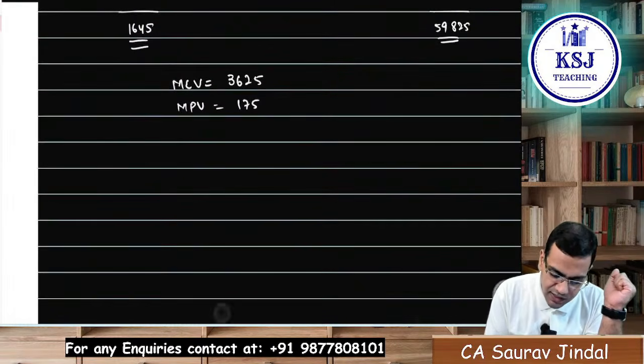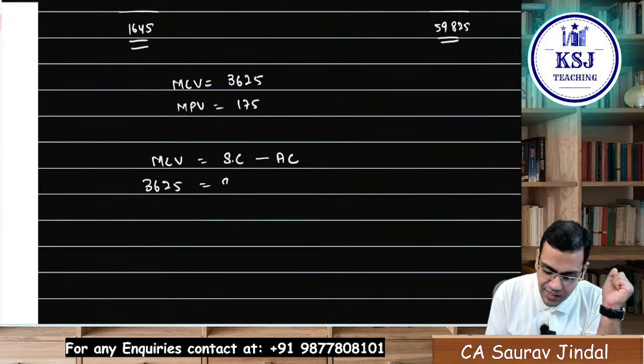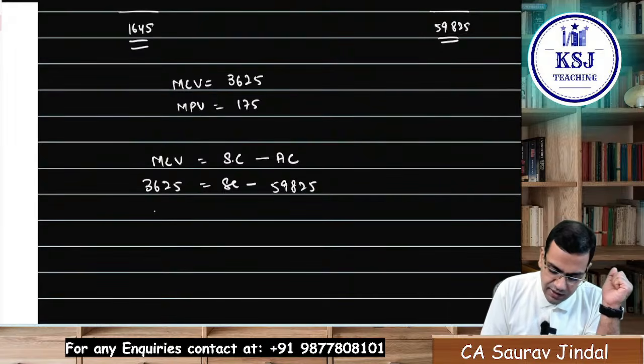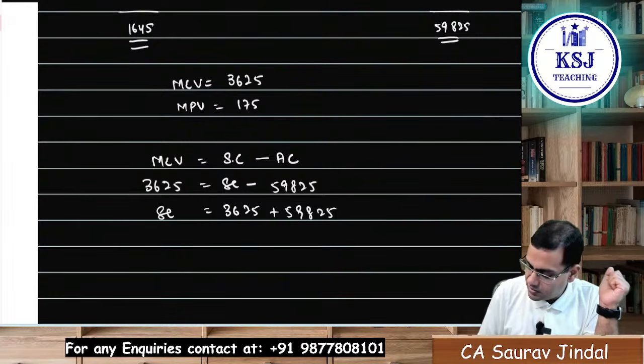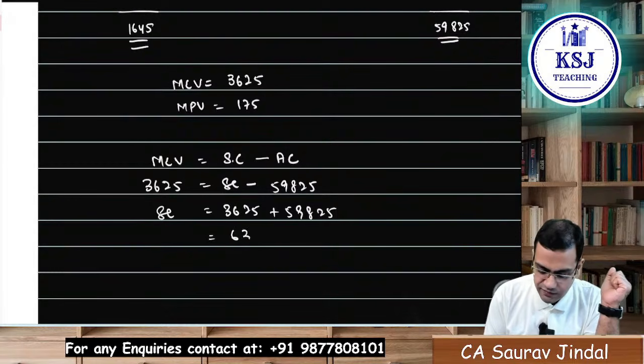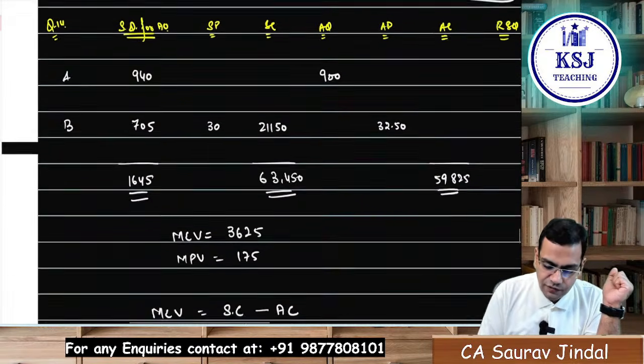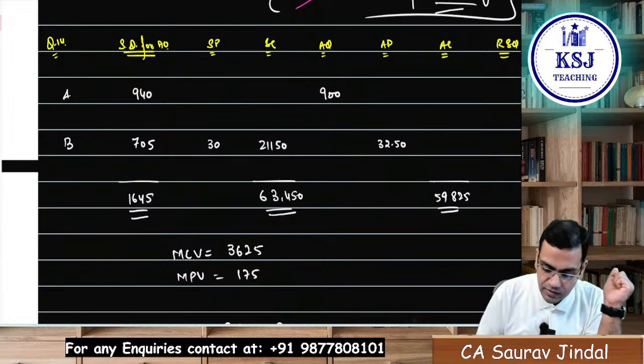So what is the cost variance now? Material cost variance is equal to total standard cost minus actual cost. 3625 is equal to standard cost minus the actual cost, which is given to you as 59,825. Right? So what will be the standard cost? 3625 plus 59,825 comes to 63,450. So this total standard cost is 63,450, right?